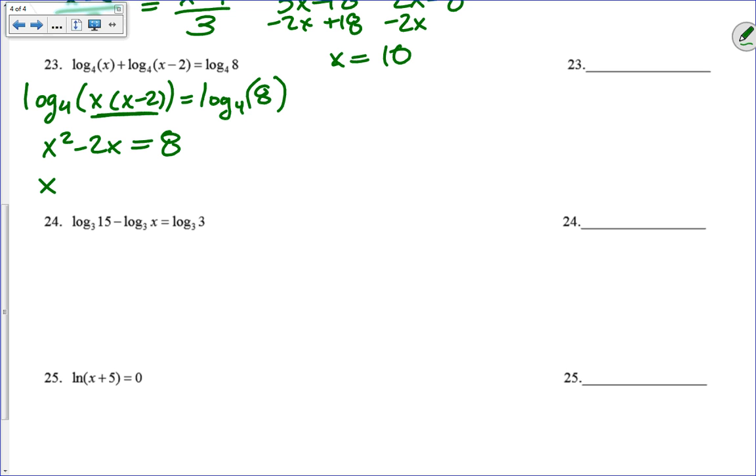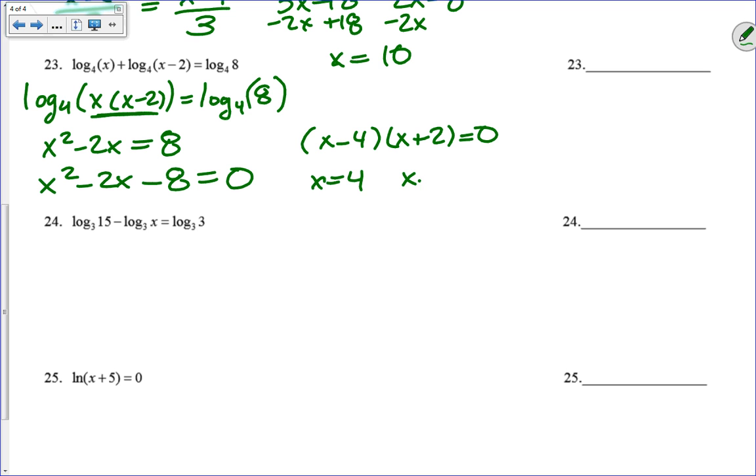So get everything on one side, x squared minus 2x minus 8. So did this factor? What does it factor out to? x minus 4, x plus 2 is equal to 0. What are our final answers? x is equal to 4, x is equal to -2. So we got that out. We worked our math out. Everything's looking great. But now we need to check to make sure that both of these answers will work.